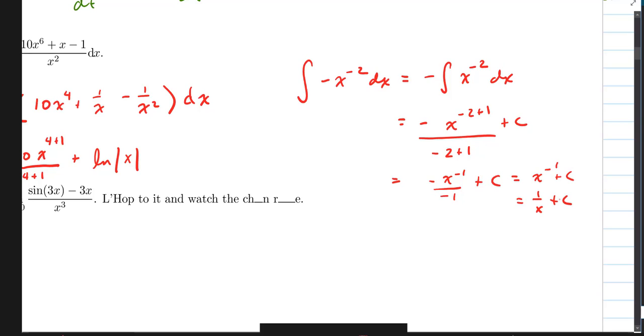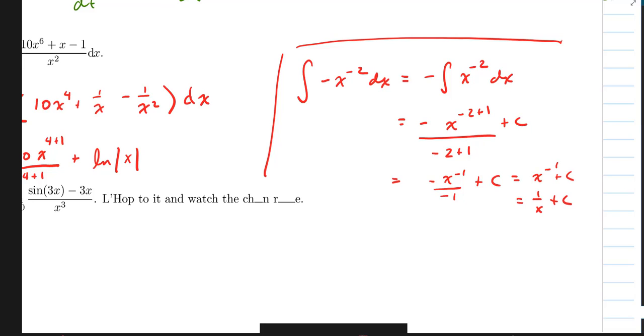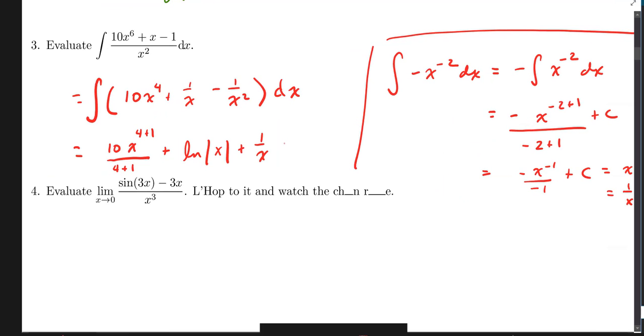So folks, jot down this work here, because I'm not going to do that work again. I'm going to do it all in my head. So I'm going to add 1 to the exponent, divide by the new exponent. That gives me 1 over x. And then for this whole thing, I need a plus c.